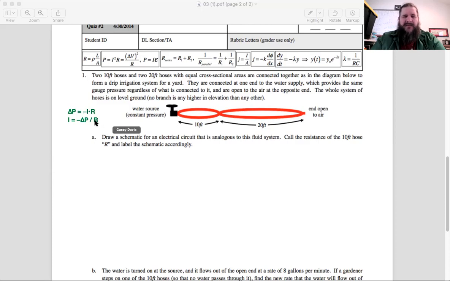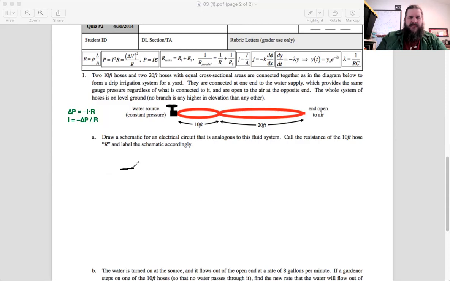Any hose, any pipe is going to have some resistance. If it's a very smooth, very wide, very short pipe, it might have very low resistance, but it's still not truly 0. So we should really treat these hoses as resistors, or at least wires with resistors in them. So to draw these out, each of these sections of hose, the 10-foot section and the 20-foot section, we should treat as resistors.